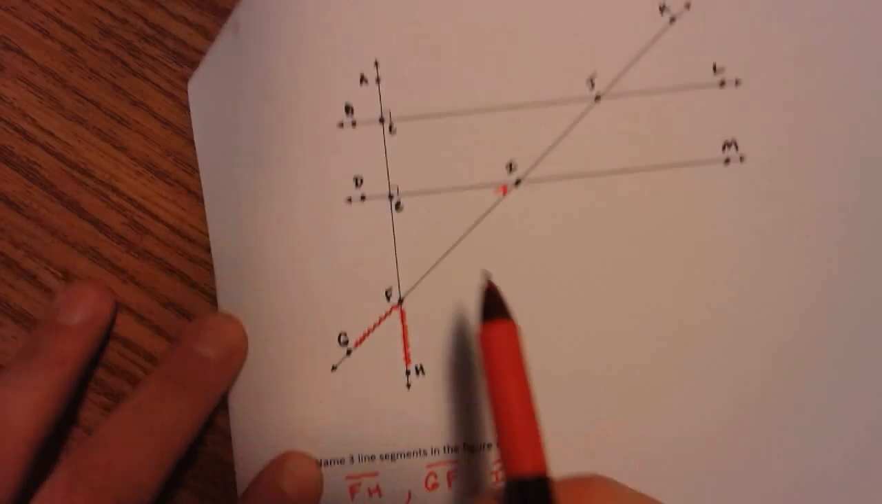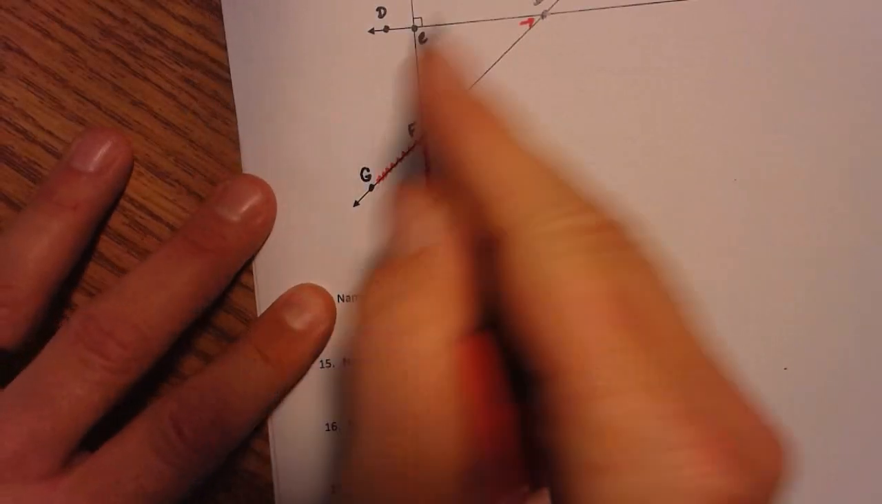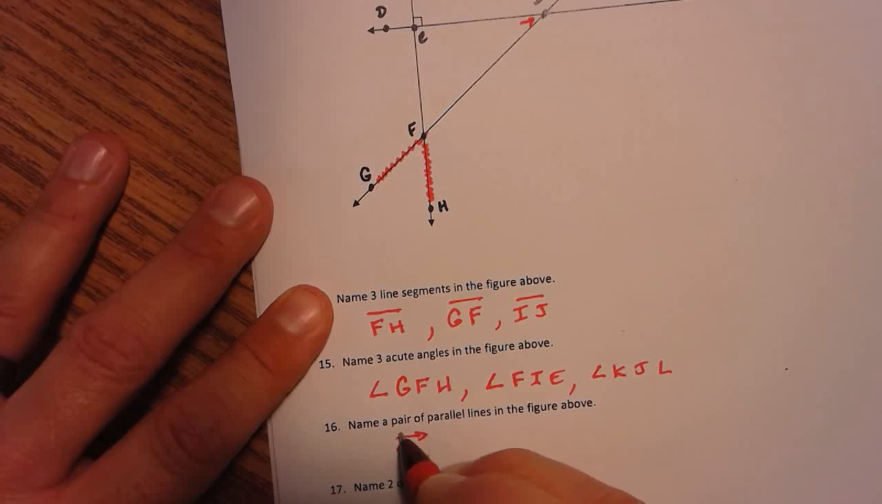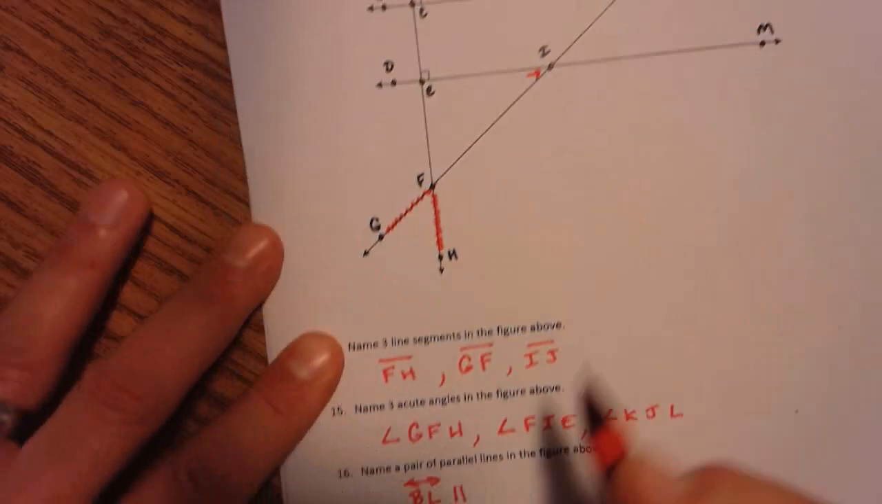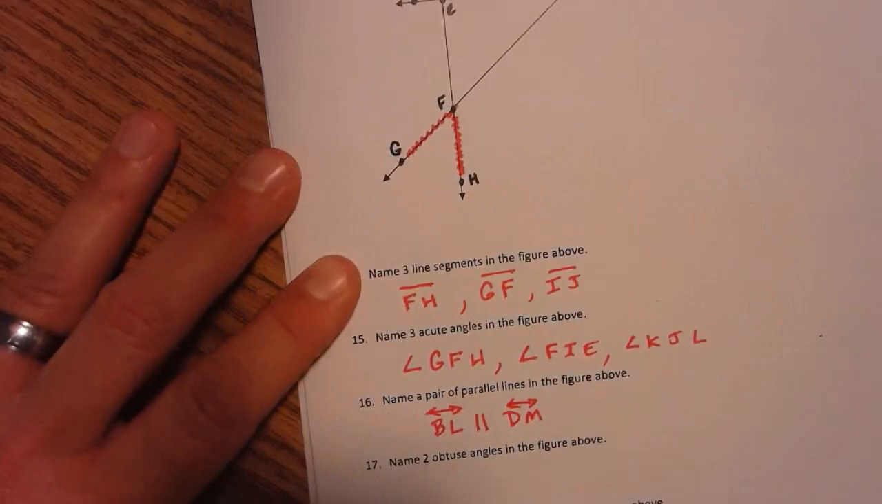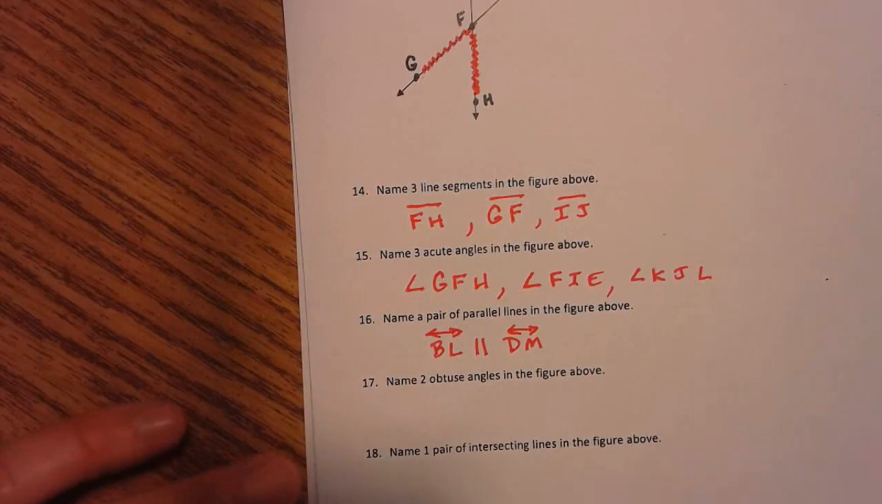For example, I'm going to highlight here B and L, but I could have chosen any of the other 2. So I'm going to say line BL is parallel to line DM. And again, if you have the correct symbols, you're good. And you could have said it the other way. Line DM is parallel to line BL. It doesn't matter the order.